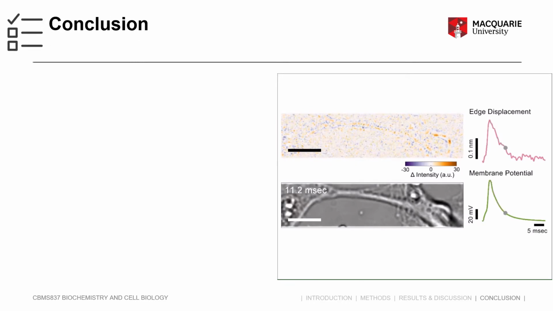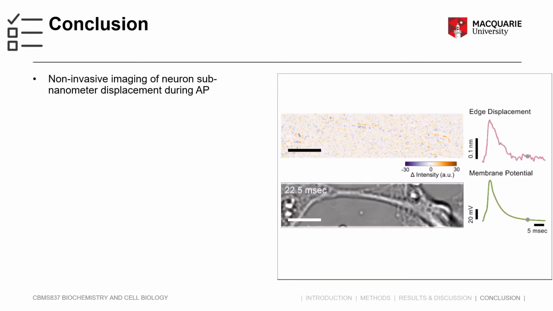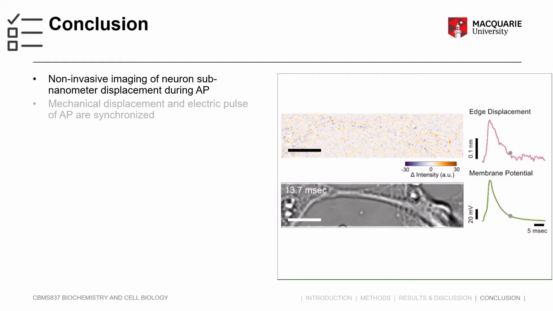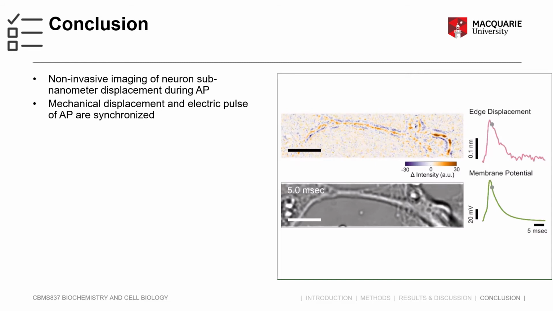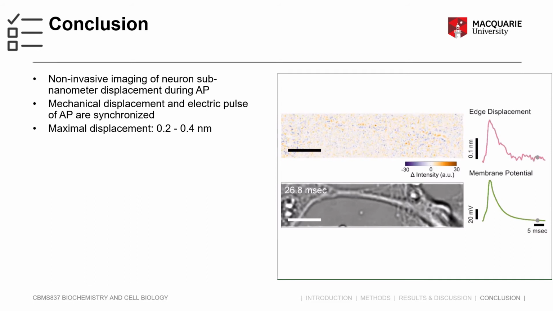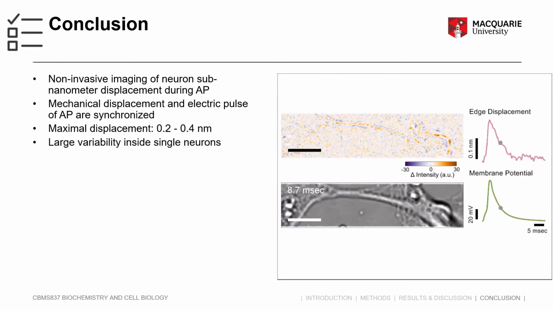In conclusion, this group has shown that they can do non-invasive imaging of neuron sub-nanometer displacement that happens during action potentials. They have also shown that the mechanical displacement and the electric pulse of action potentials are synchronized. They have found a maximal displacement in neurons of approximately 0.2 to 0.4 nanometers. They see a large variability inside neurons, meaning that one place of the neuron can expand while another contracts.